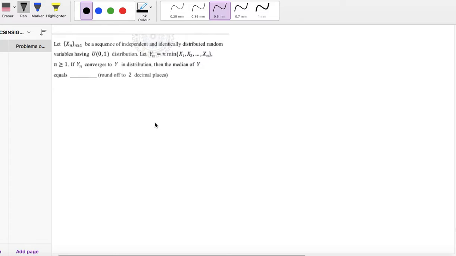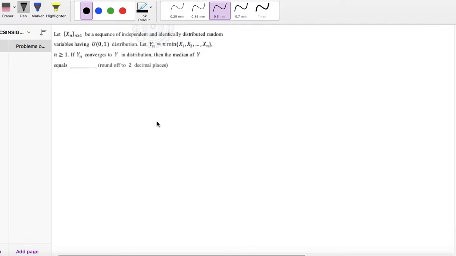Now this question says: let xn be a sequence of independent and identically distributed random variables, each having a uniform 0 1 distribution, and we are given that yn is equal to n multiplied by the smallest order statistic. If yn converges to y in distribution, then the median of y is equal to what? So let's do it.